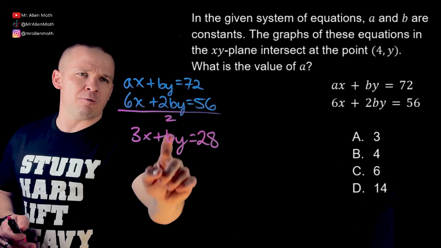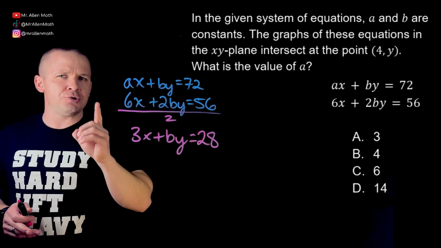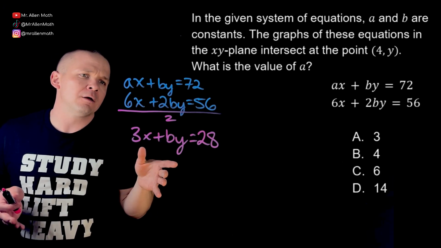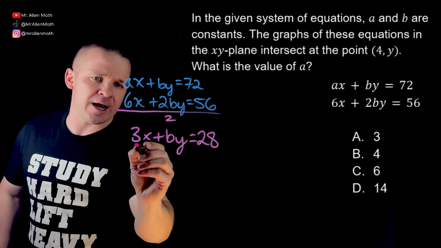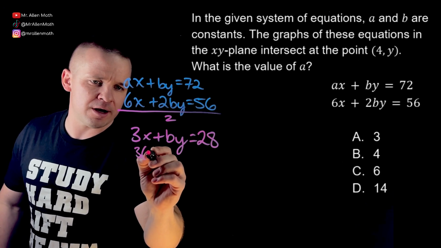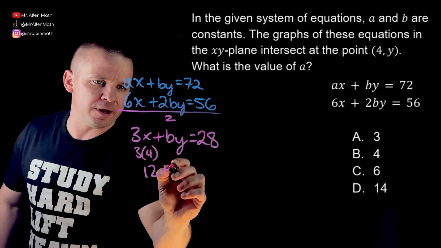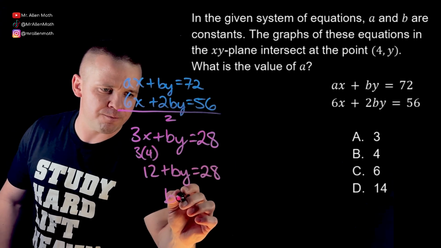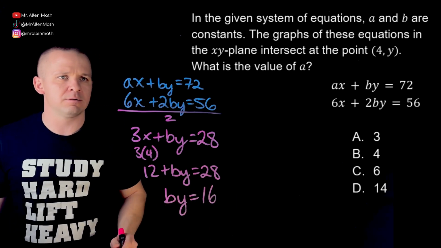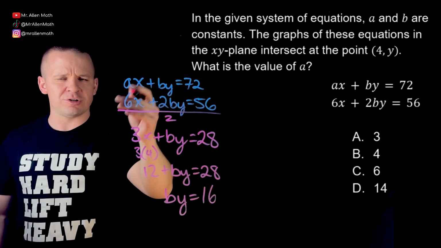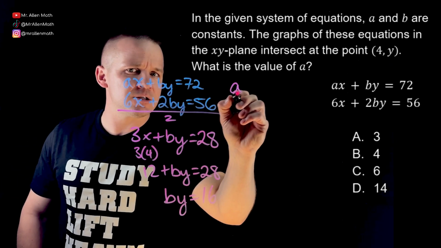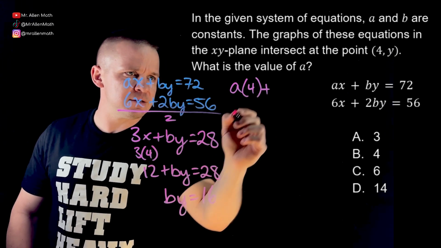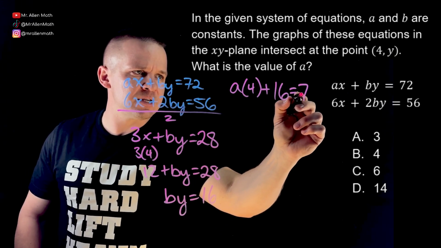Okay, so now I have this by, and that's a by right there, right? And I do know that x is 4 here, and y is just y. But why don't I plug in 4 for x? So 3 times 4, I'll just write that right here. 3 times 4, that's going to be 12 plus by equals 28. And if I subtract 12, don't I get that by equals 16? Well, could I use that up here in this equation? Absolutely. So I'm going to have ax, wait, hold up. Isn't x 4? And by I know is 16, and that equals 72.